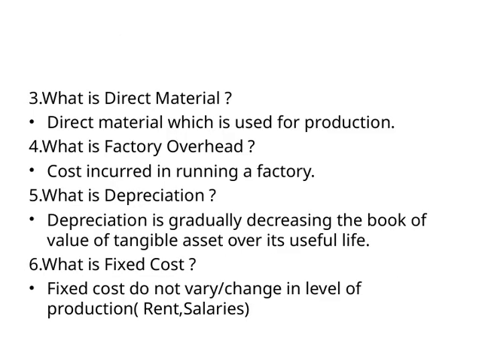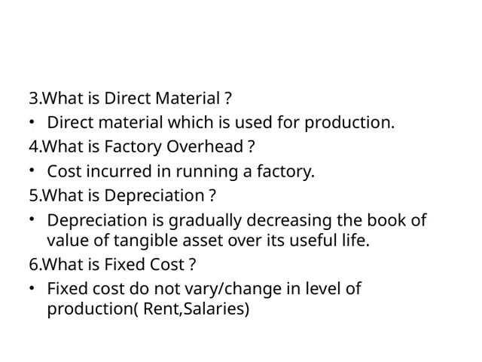Now, let's take a closer look at some key terms that help us understand production costs better. First up is direct material. This refers to the raw materials that are directly used in making a product. Think of it as the essential ingredients that go into creating what we sell. Without these materials, the product simply couldn't exist.